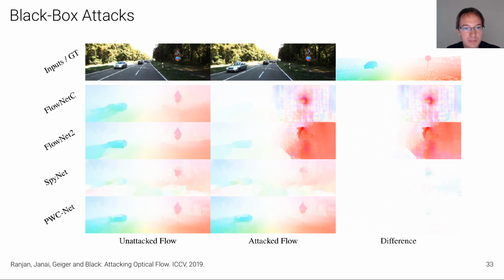Here are some qualitative results for this attack. You can see the patches stick to this traffic sign here. And you can see that the encoder-decoder architectures are attacked much more severely than the spatial pyramid networks.